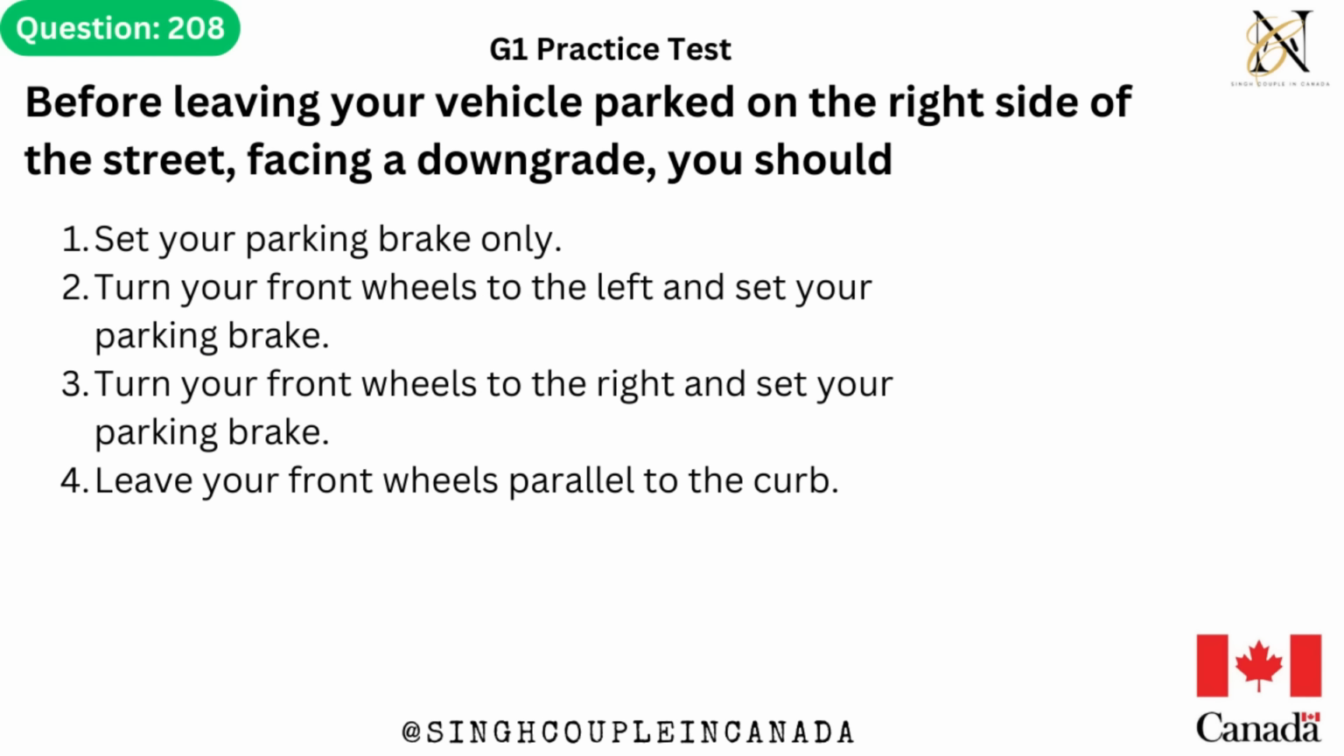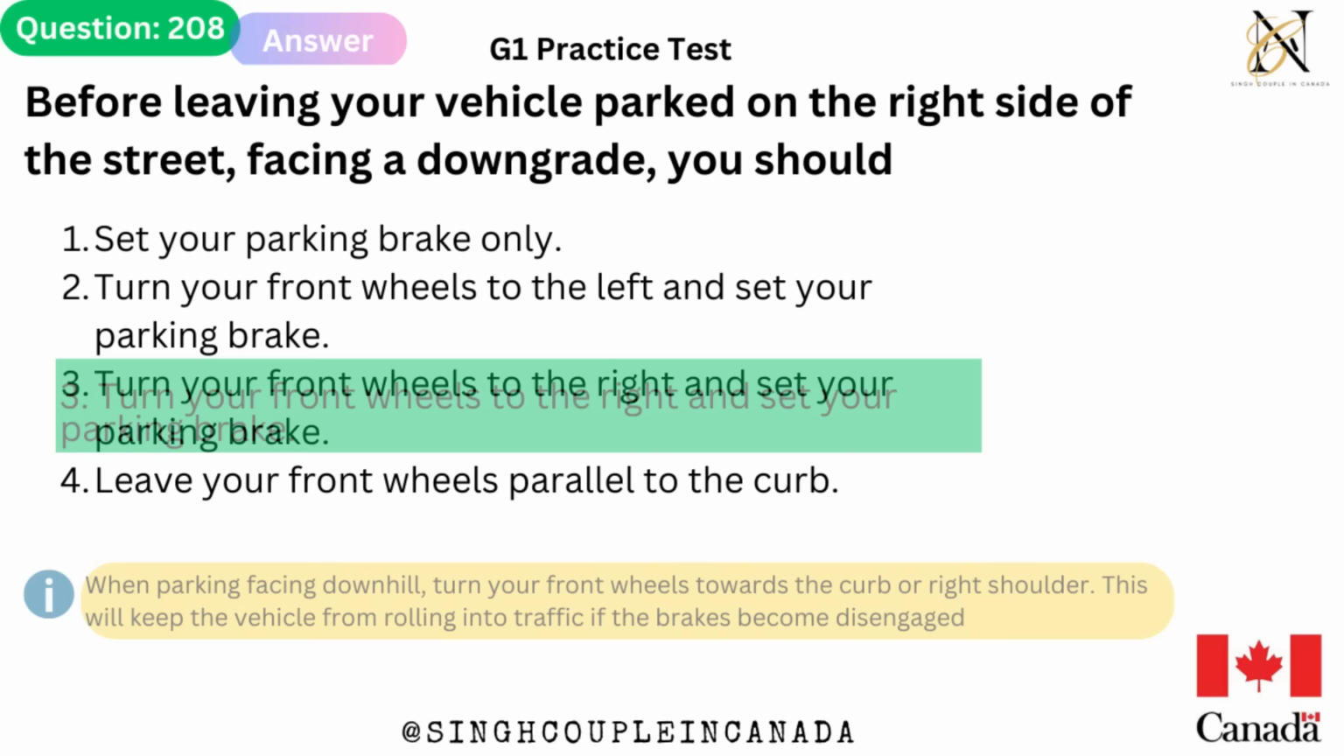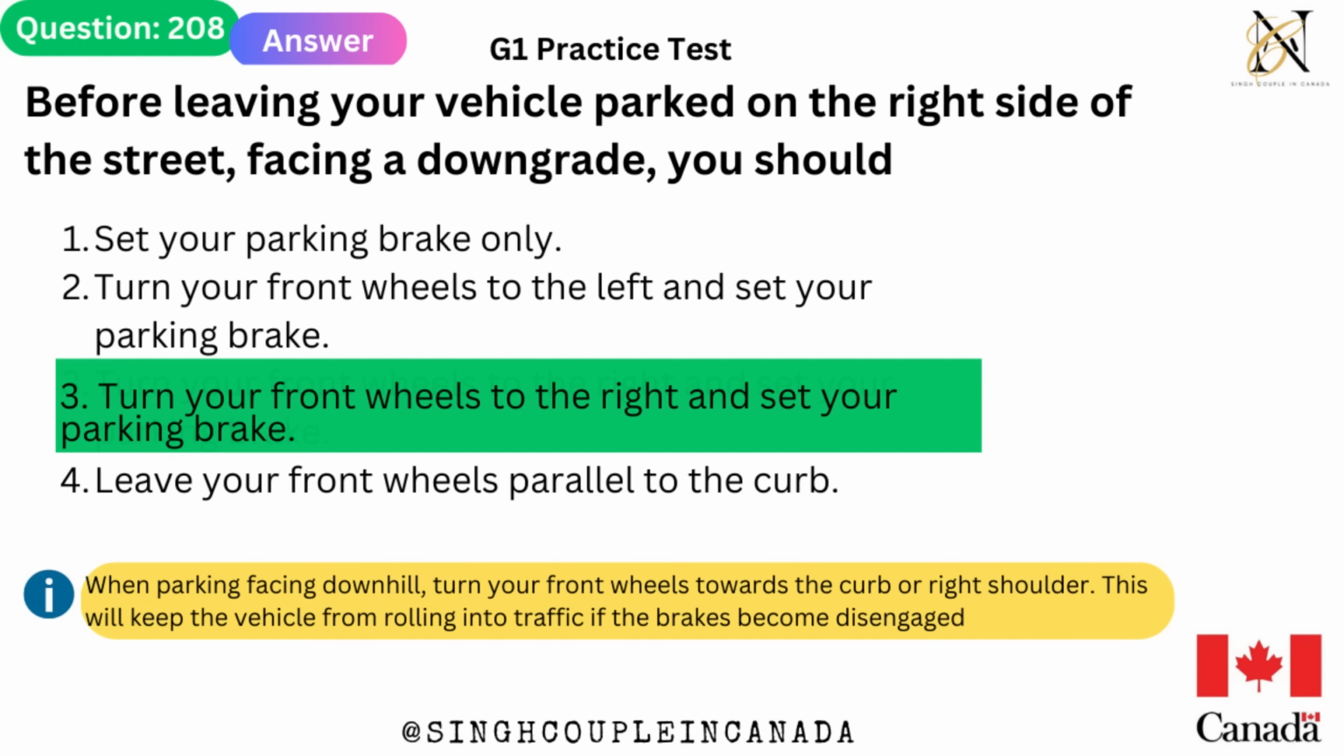Before leaving your vehicle parked on the right side of the street, facing a downgrade, you should: 1. Set your parking brake only. 2. Turn your front wheels to the left and set your parking brake. 3. Turn your front wheels to the right and set your parking brake. 4. Leave your front wheels parallel to the curb. The answer is 3. Turn your front wheels to the right and set your parking brake.